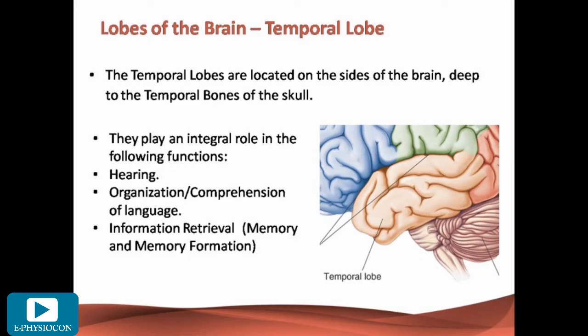If there is any injury or any problem to the temporal lobe, there may be problems of hearing, organization, comprehension of language, information retrieval, memory, and memory function.